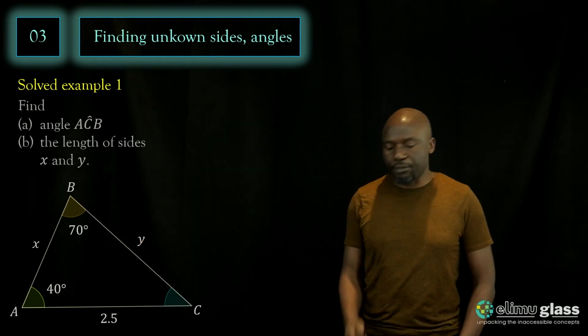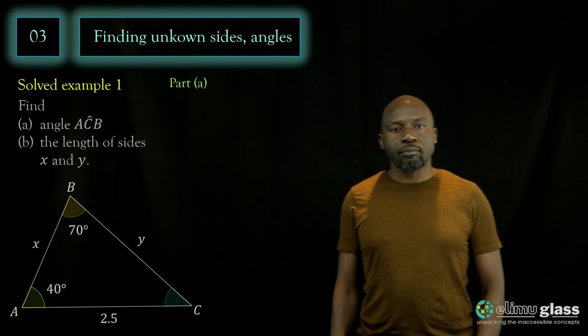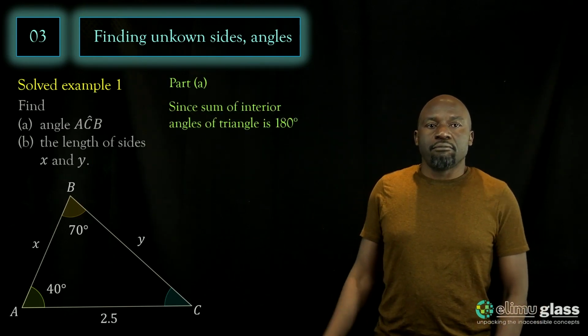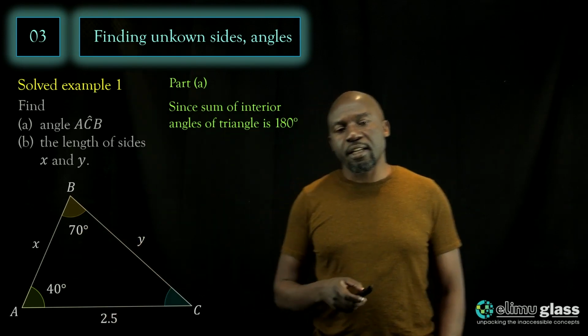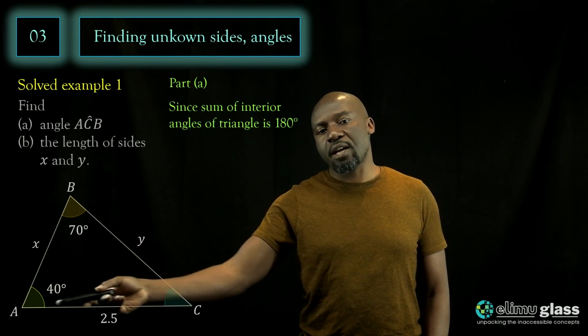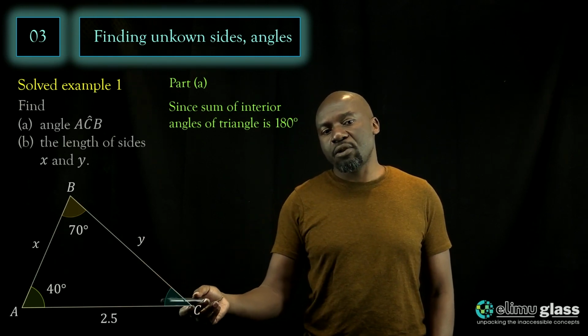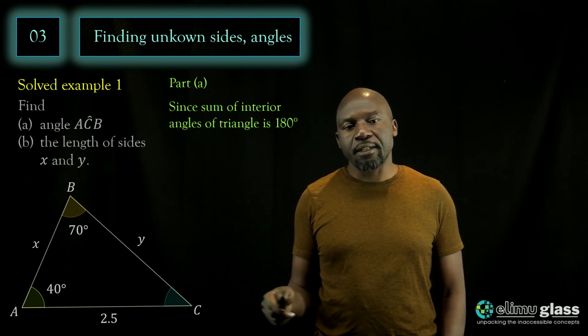This should not be very difficult, as we'll see. So just keep in mind the sine rule. Part A: the sum of the interior angles of a triangle is 180, and since this is 40 and that is 70, that's already 110. So how much do we need to make 180? We need 70 degrees, right?